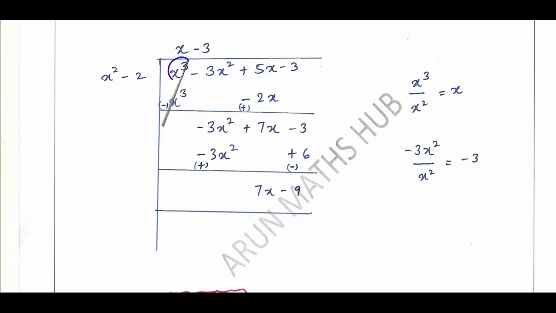Now divide the first term of p of x by the first term of g of x. What we get is x. Now multiply by x. Now x square into x is x cube, minus 2 into x is minus 2x, and x square into minus 3 is minus 3x square.